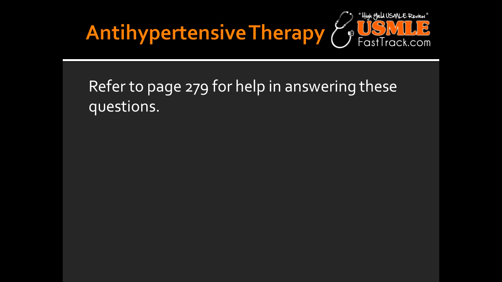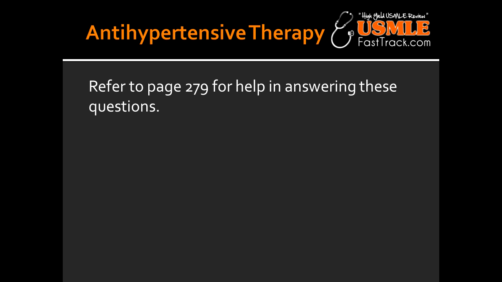Anti-hypertensive therapy. What are some of the drugs used in the treatment of essential hypertension? The drugs used in the treatment of essential hypertension include diuretics, ACE inhibitors, angiotensin II receptor blockers, also known as ARBs, and calcium channel blockers. What are the drugs used in the treatment of hypertension in patients that have congestive heart failure? The drugs used include diuretics, ACE inhibitors, as well as ARBs, as well as beta blockers used in compensated congestive heart failure, and potassium-sparing diuretics.